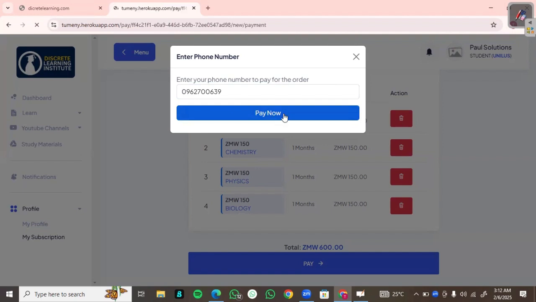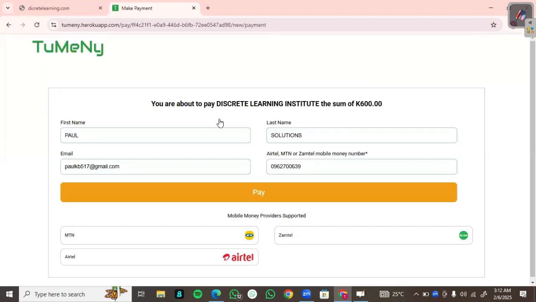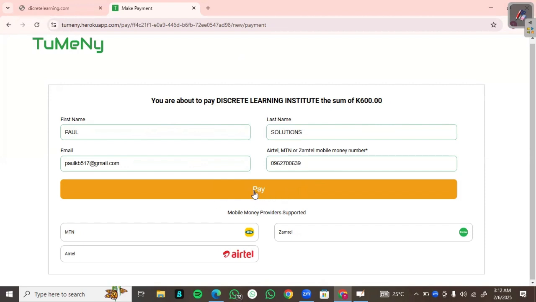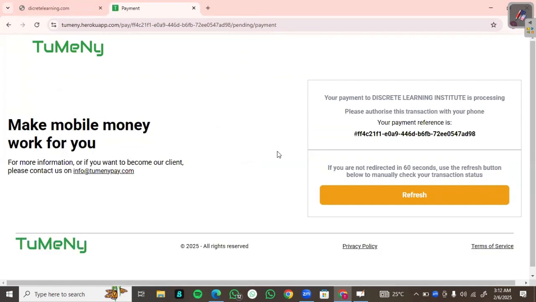Okay, so it's going to load. So you wait for it, and then it's going to take you to this page. So here it's telling you you are about to pay DISCRETE Learning Institute the sum of whatever there. So what are you going to do here? You are going to click pay. So once you click that pay, this page here is going to pop up. Once this page pops up on your phone or your PC, you are going to receive a pop-up message on your phone telling you to input the password for your mobile money. Once you input the password for your mobile money, you will be let into the website. It means you have registered.